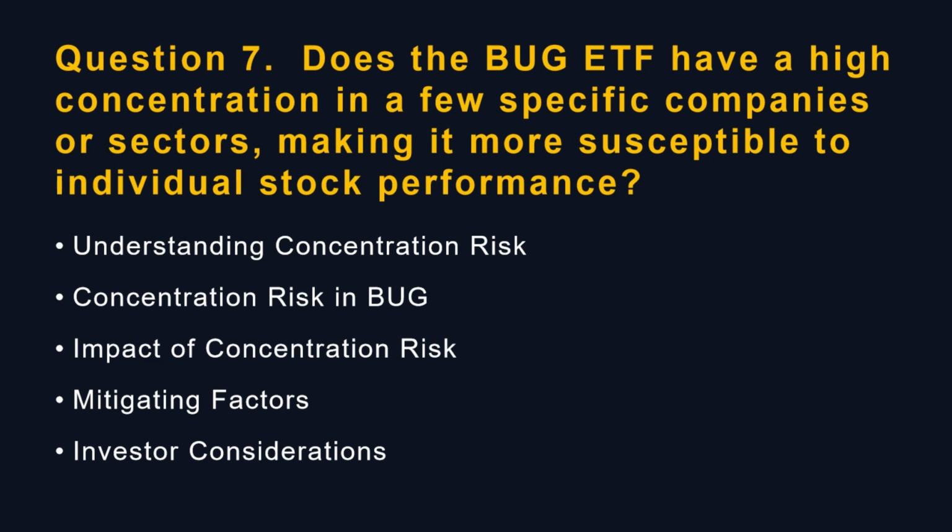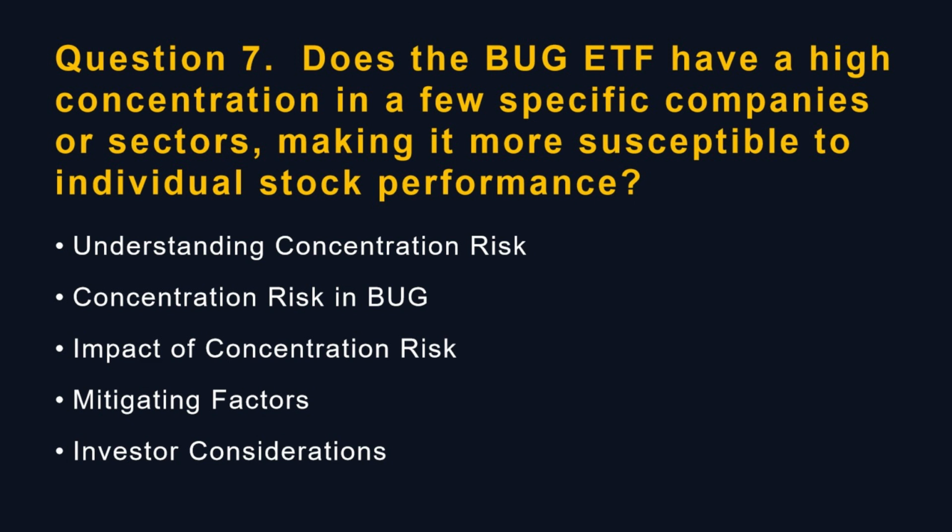Impact of concentration risk. Volatility. If a few companies with significant weightings within BUG experience negative performance, it can have a more pronounced impact on the overall performance of the ETF compared to a more diversified holding structure. This can lead to higher volatility in BUG's share price. Individual company risk. The fortunes of BUG are more closely tied to the performance of a few companies if there's high concentration. If a key holding company experiences a major setback, legal issues, or a security breach, it can disproportionately impact BUG's performance.